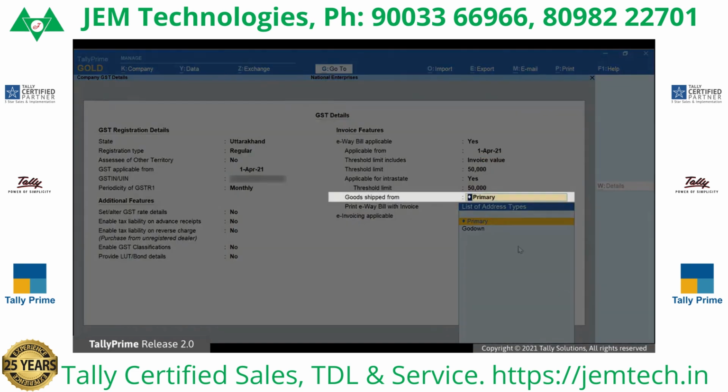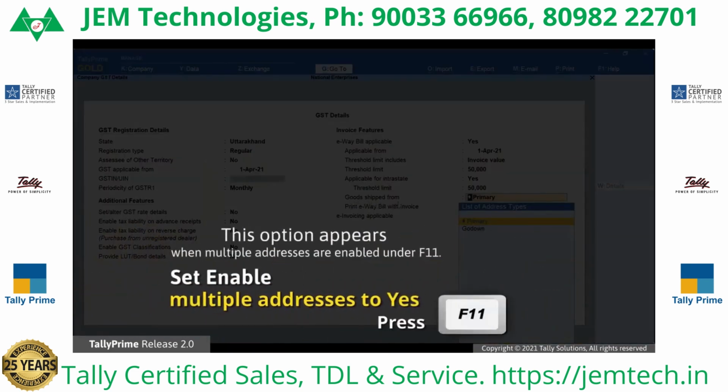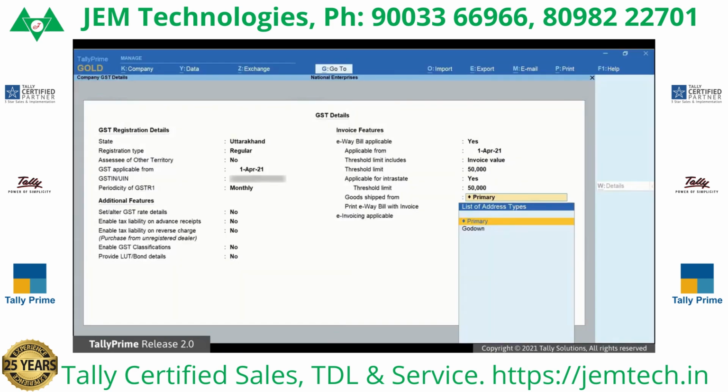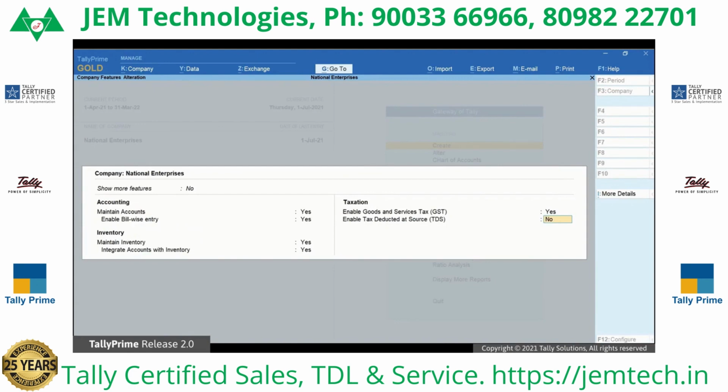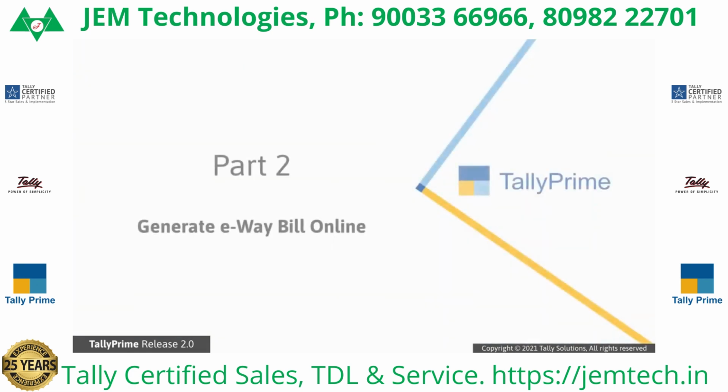Under goods shipped from, Tally Prime takes the primary address set under F11 as the default address. However, you can change the address while recording the transaction. Set Print e-way bill with invoice as yes so that you can print e-way bill with invoice at the time of voucher creation. Press Ctrl A to save the settings. Now that we have set up Tally Prime for e-way bill, let's generate one.